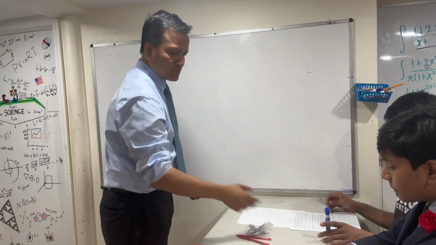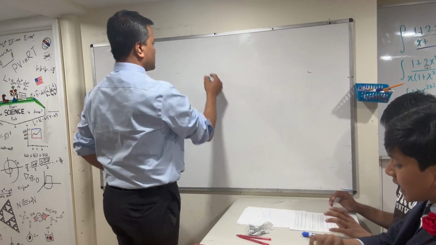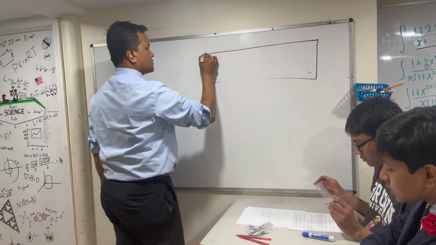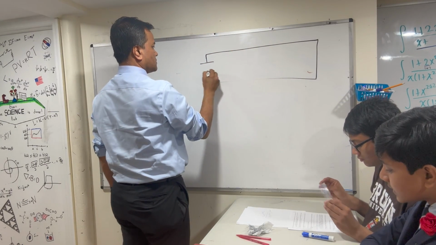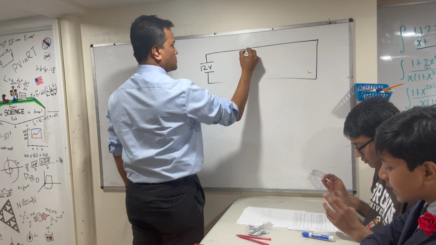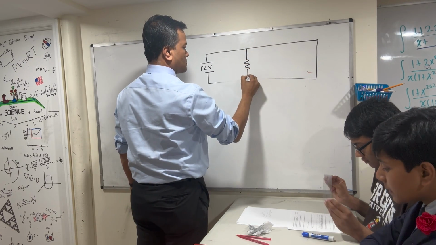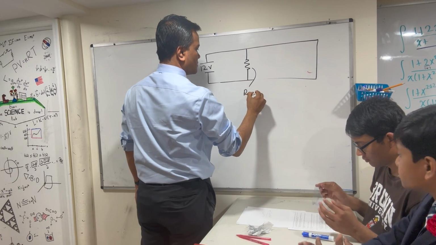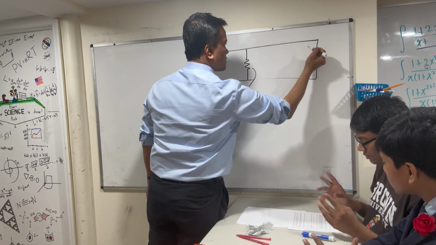All right. A battery with a potential difference of 12 volts causes 0.6 amperes to flow through a circuit which contains a bulb and a resistor connected in parallel. The lamp is operating with a power of 6 watts.